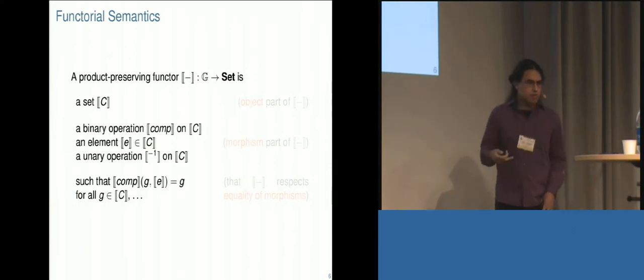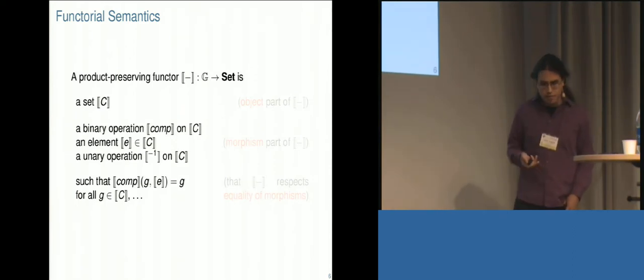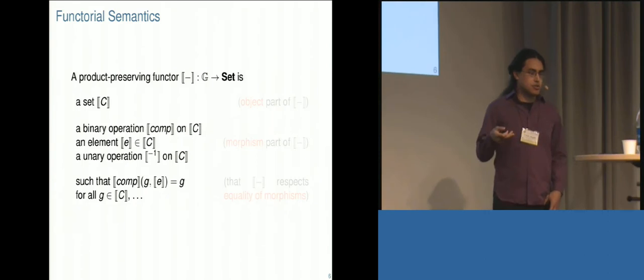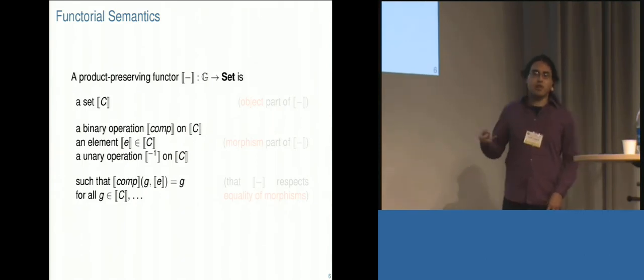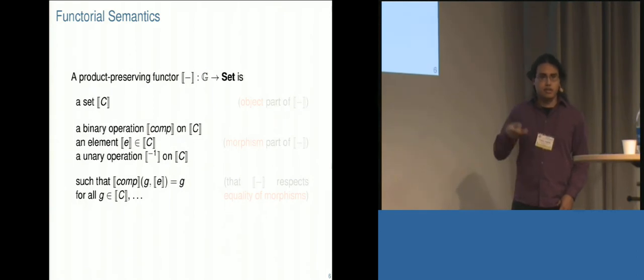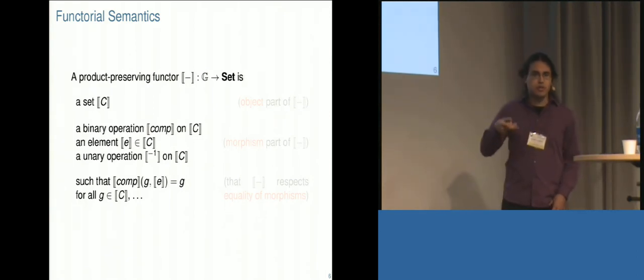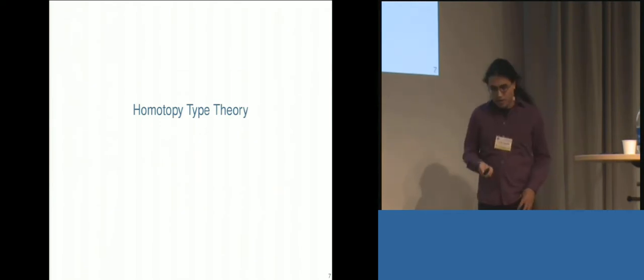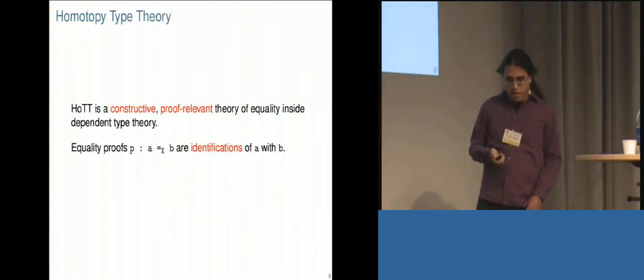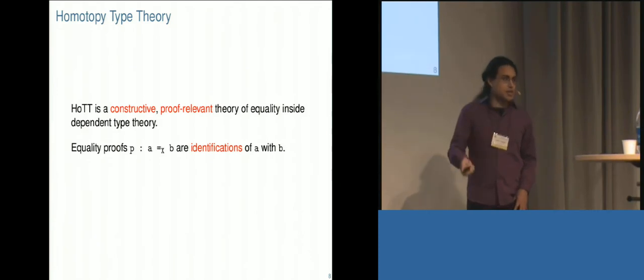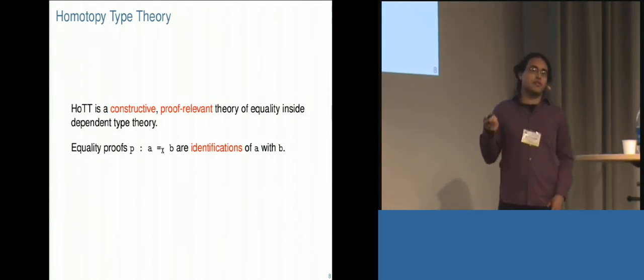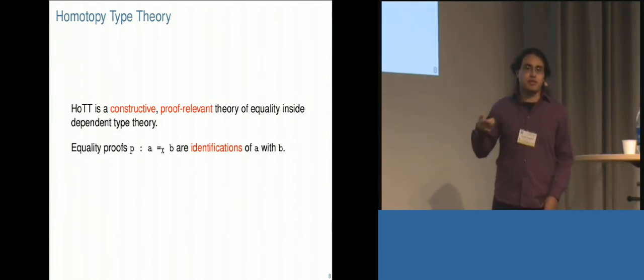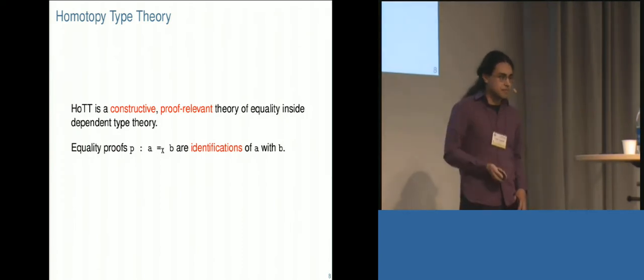Okay, and for the purposes of this talk, I'm going to think of this data as defining a concrete structure, in the sense that it's a set and some operations, some functions, on it. So it really is something you can run and observe and so on. Okay. So what's homotopy type theory? Basically, it's a constructive proof-relevant theory of equality inside of dependent type theory, as the ambient logic.